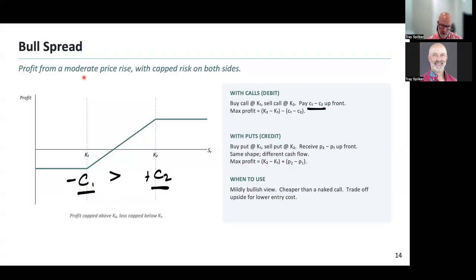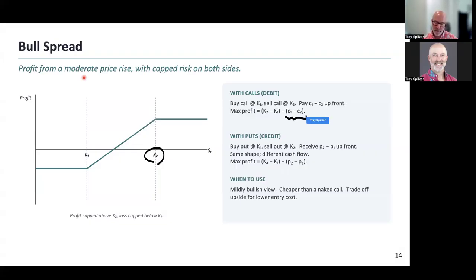The max profit from this position, as you can see visually here, of course, is when the share price is at or above K2, the higher strike price, minus the collective amounts that we paid for and received for the call premium.